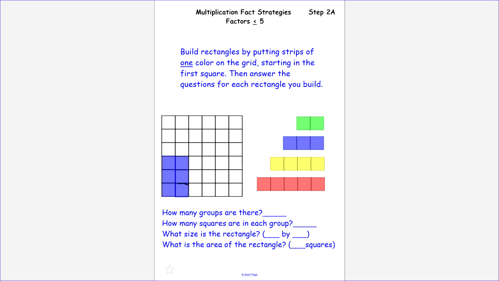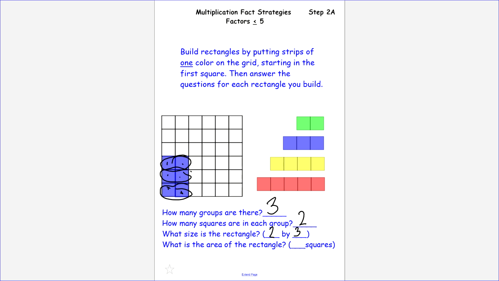Let's see how many groups there are. 1, 2, 3. There are 3 groups, and how many squares are in each group? 1, 2. There are 2 squares in each group. So the size of this rectangle is a 2 by 3. What is the area of this rectangle? Count with me. 1, 2, 3, 4, 5, 6.